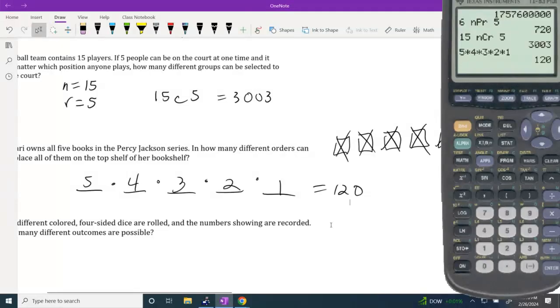Right, so notice that these 3 questions didn't really ask anything about probability. They just wanted to know how many ways you can order or choose something.